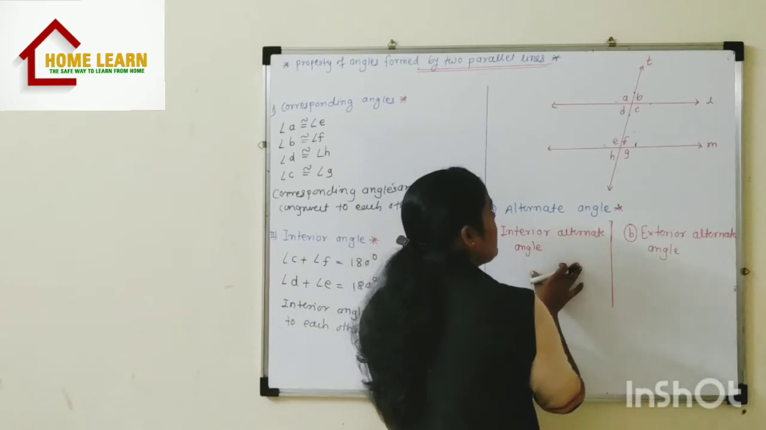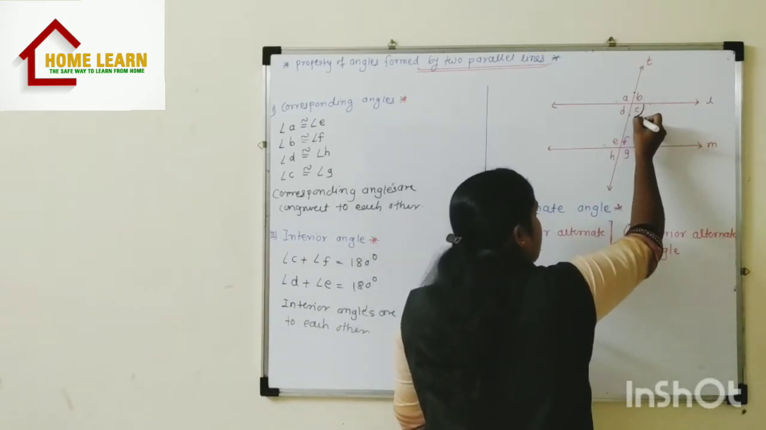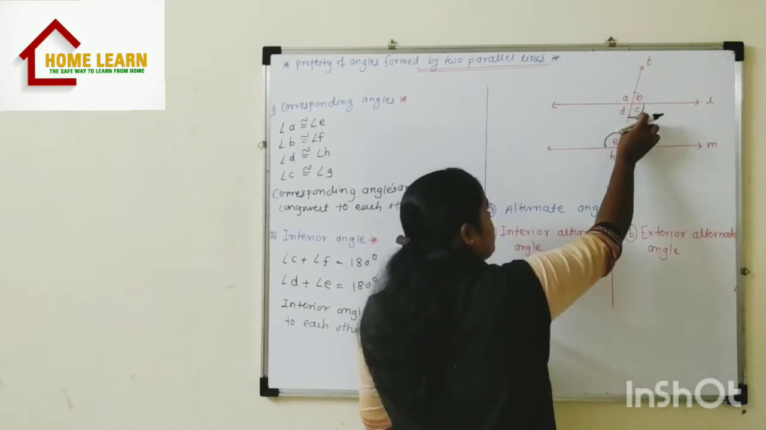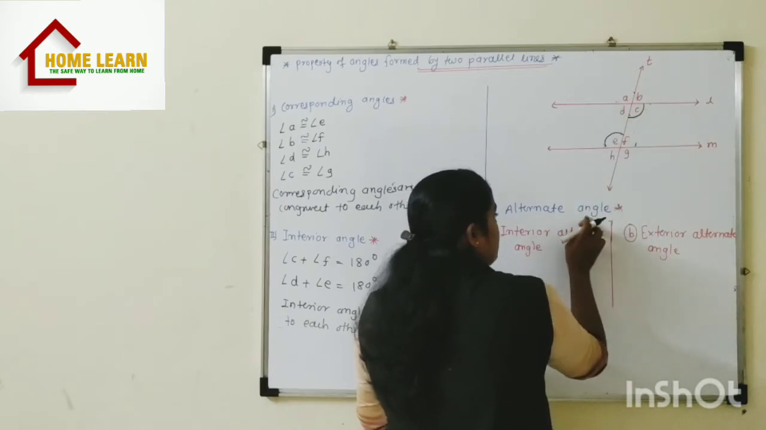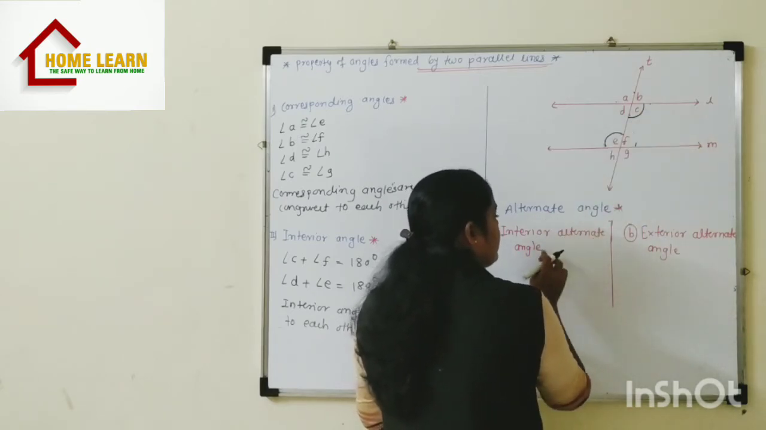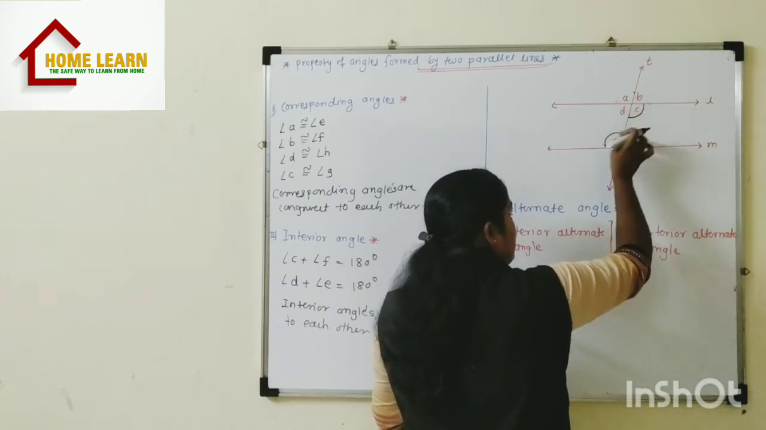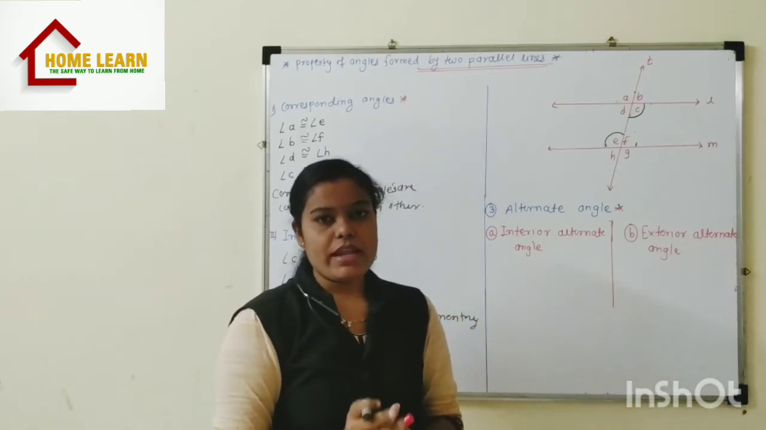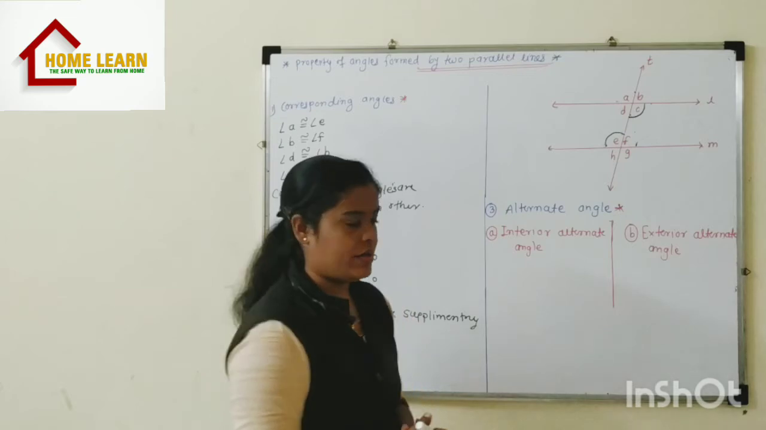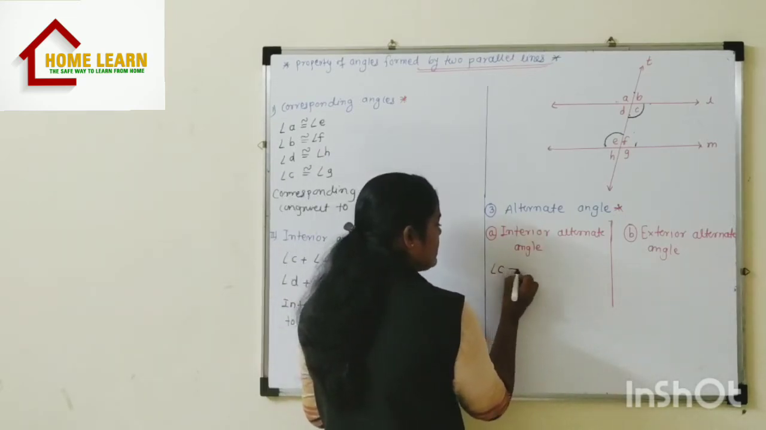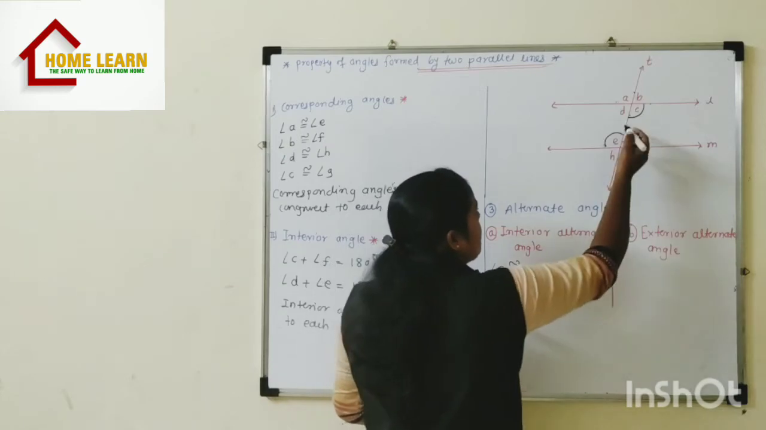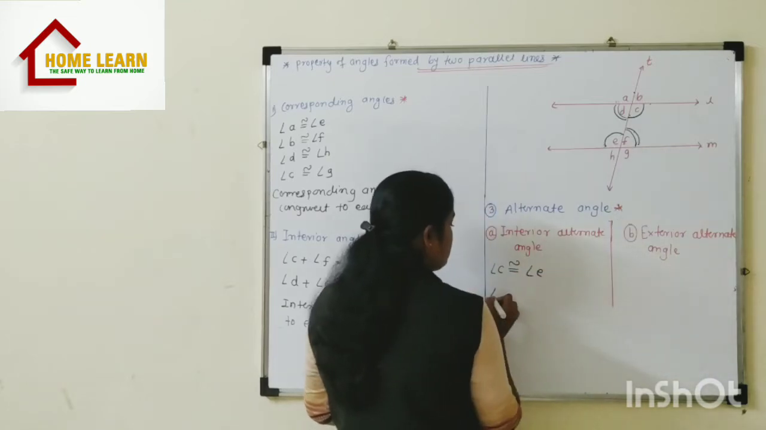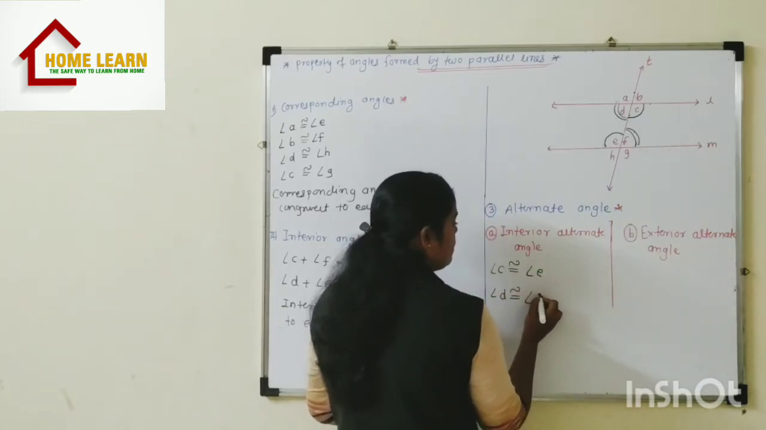In interior alternate angles, you have to take one angle from this side and one alternate angle from that side. So this is a pair of alternate angles, inside the two lines and alternate. Each pair of alternate angles formed by two parallel lines and a transversal line are also congruent. So we can write here angle C congruent to angle E. The remaining alternate angle pair is angle D and angle F. So write here angle D also congruent to angle F.